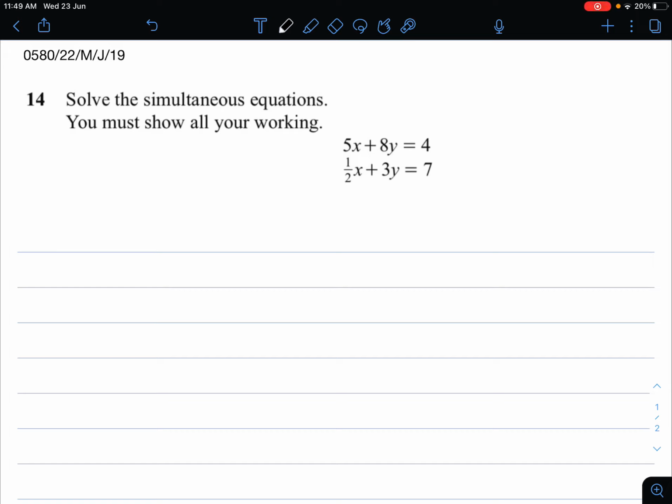Welcome to ANS Solver question 14. Solve the simultaneous equations. You must show all your working.